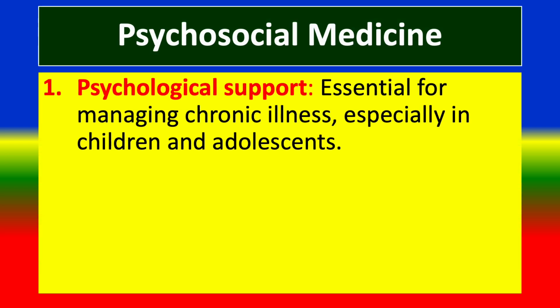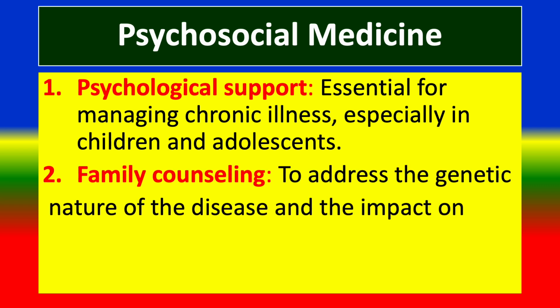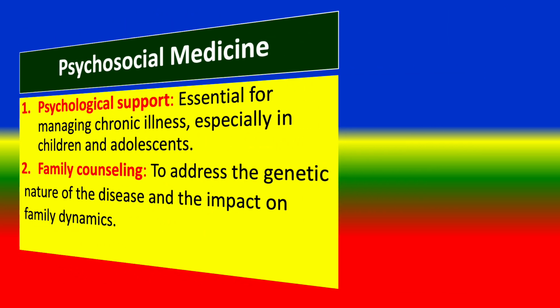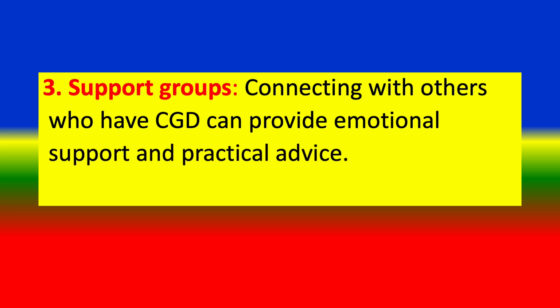Psychosocial support. 1. Psychological support, essential for managing chronic illness, especially in children and adolescents. 2. Family counseling to address the genetic nature of the disease and the impact on family dynamics. 3. Support groups. Connecting with others who have CGD can provide emotional support and practical advice.